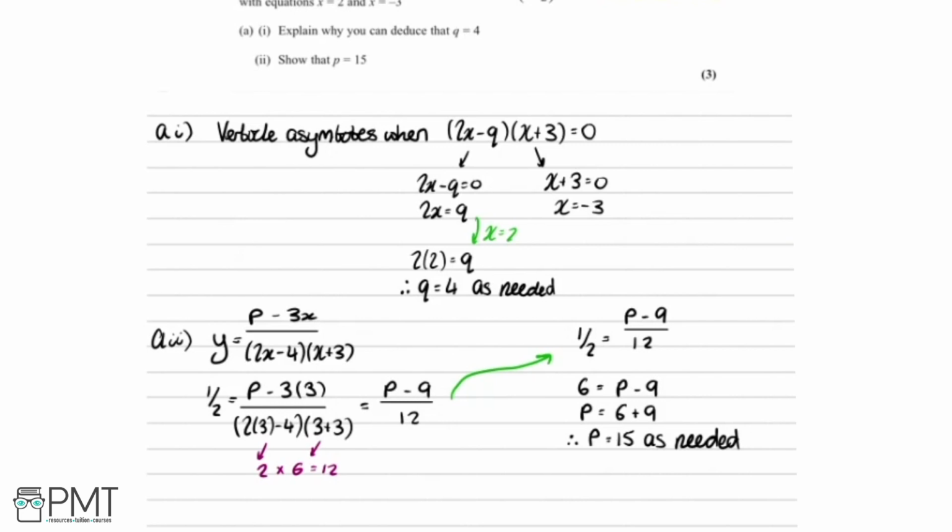Fantastic. Looking through to see where we get the marks: we get 1 mark up here for explaining that 2x minus q equals 0 when x equals 2, which then means that q would equal 4. Then we get 1 mark down here for realising that we need to sub in the point 3 and a half to make sure we've just got p as the single unknown. And then we get the final mark for using our algebraic manipulation skills to show that p equals 15.